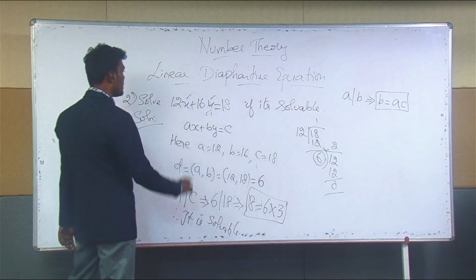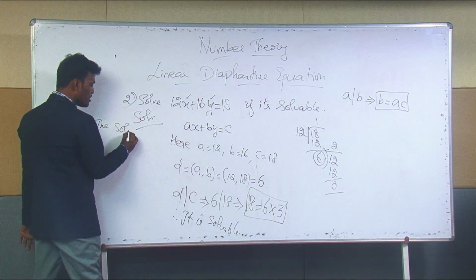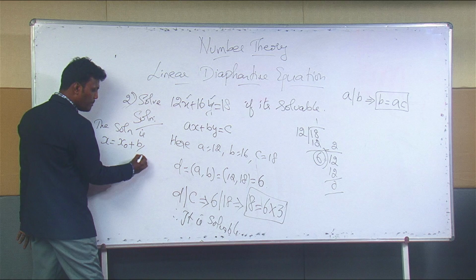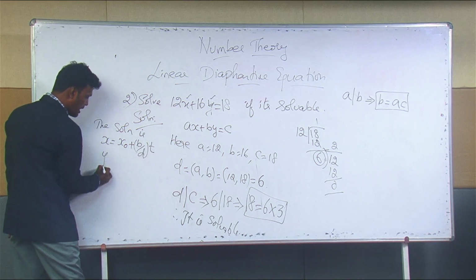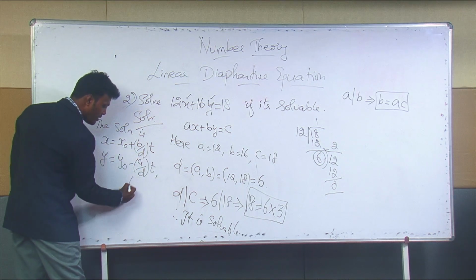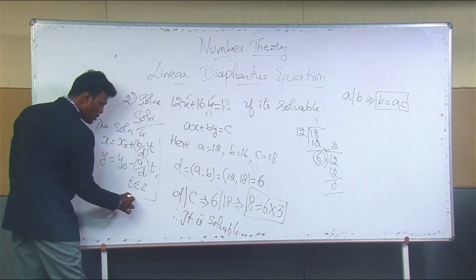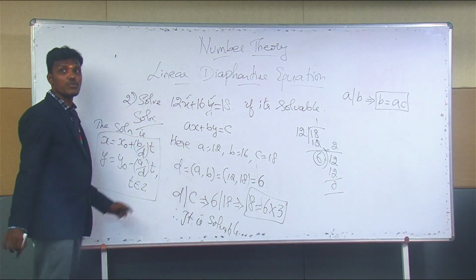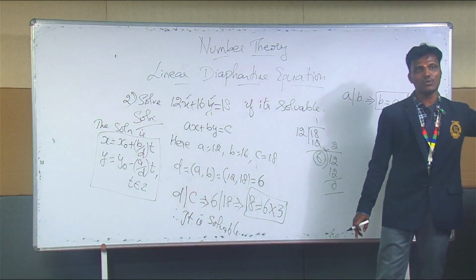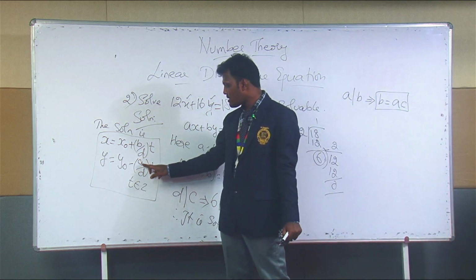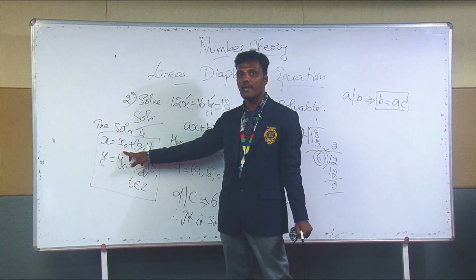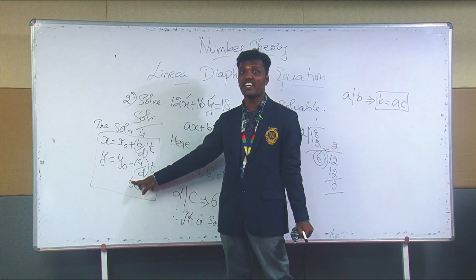So what is the solution of the linear Diophantine equation? The solution formula is x equal to x naught plus b by d into t and y equal to y naught minus a by d into t, where t belongs to Z. This is the formula for the solution. Because we already know a, b, d and that t belongs to Z, we have to find out only x naught and y naught, the trial solution.